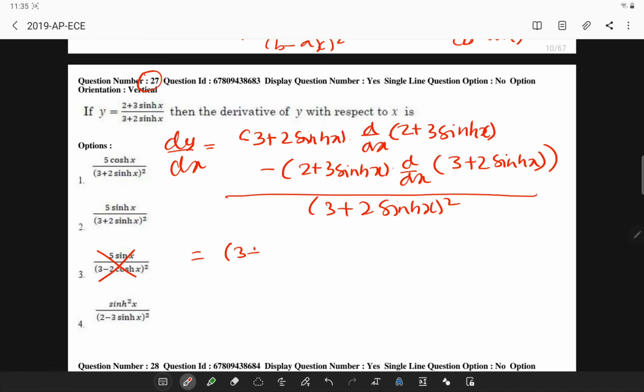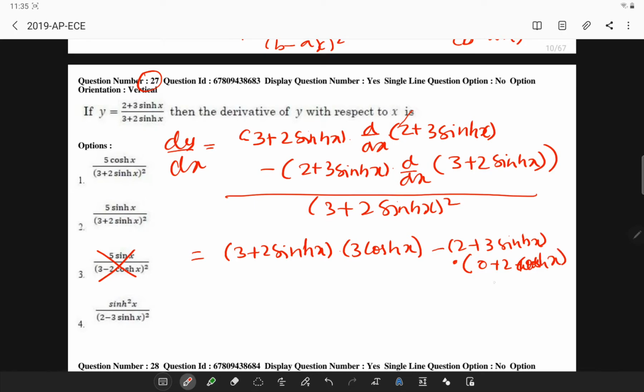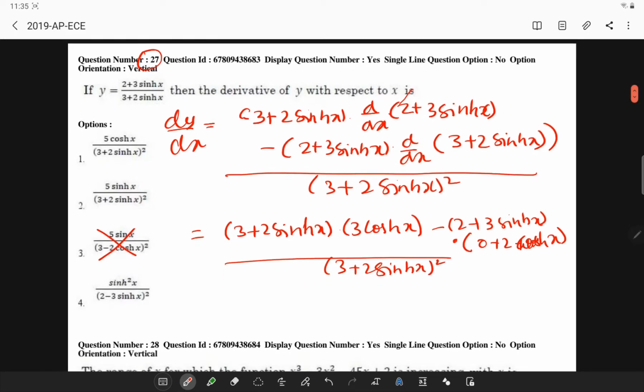So you will be left with (3 plus 2 sinhx) into 3 coshx, because derivative of 2 is 0, minus (2 plus 3 sinhx) into 0 plus 2 coshx, divided by (3 plus 2 sinhx) whole square.